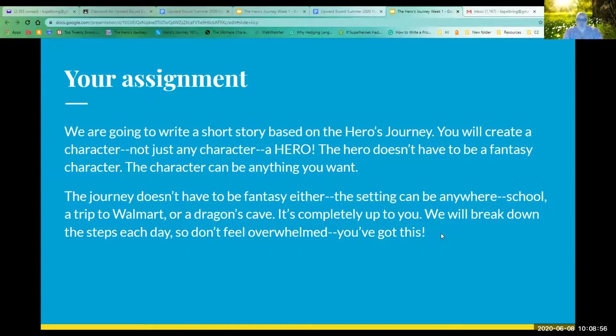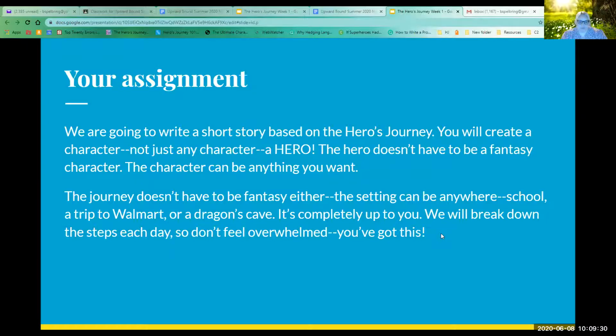So what you're going to do, your assignment overall, is to write a short story based on the hero's journey. So you'll create a character, first of all, and not just any character, a hero. So the hero doesn't have to be a fantasy character, it doesn't have to be this fantasy world. It can be anything you want. And another thing too is that we might see the hero's journey as something either fantasy or sci-fi, but it doesn't have to be that at all.